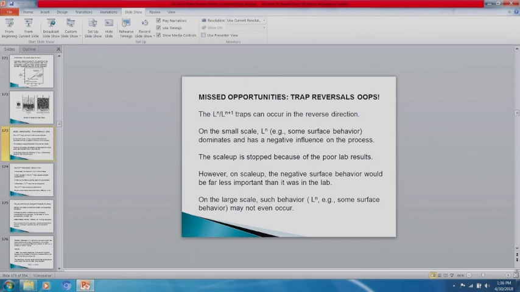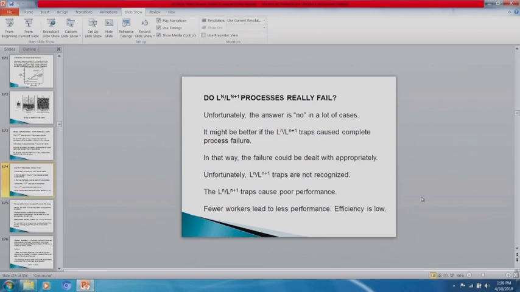You have LN plus 1 traps occurring everywhere. These can be done also in the reverse direction. On a small scale, there's some sort of surface behavior that has a negative influence on the process. So the scale-up was stopped because of poor lab results. However, on scale up, the negative surface behavior would be far less important. But people don't realize this. As a result, on scale up, such behavior would not even occur, and they stopped the scale up.